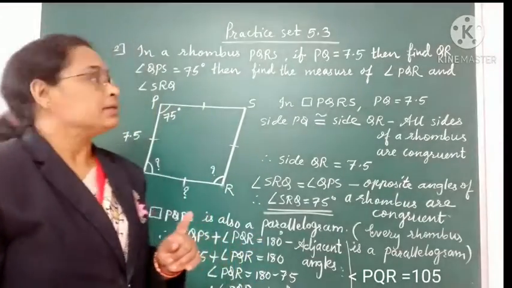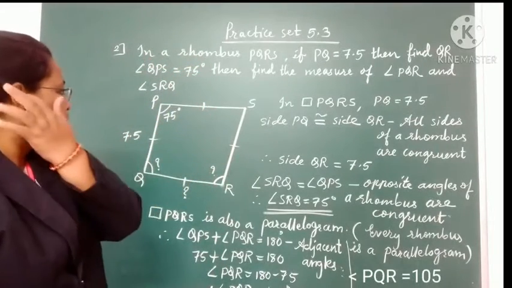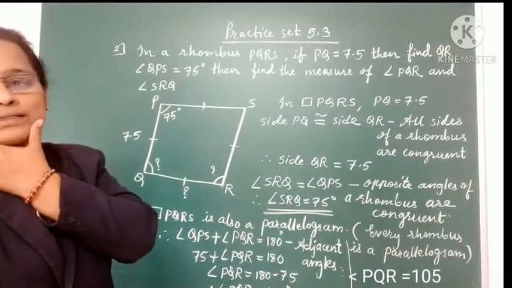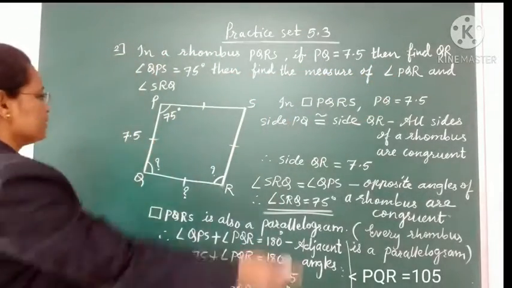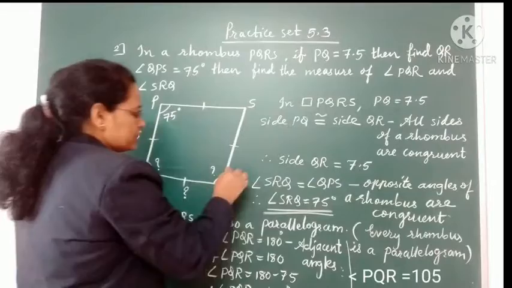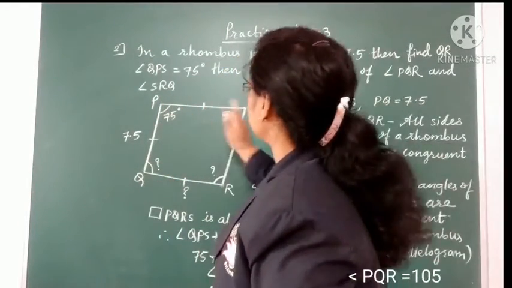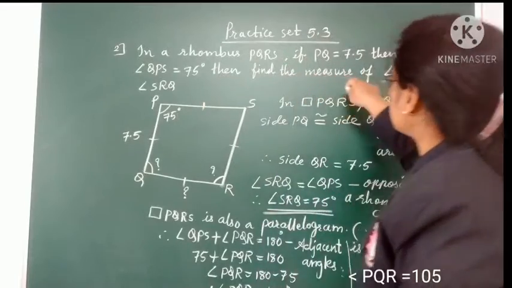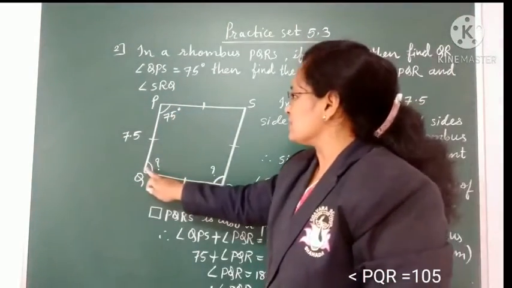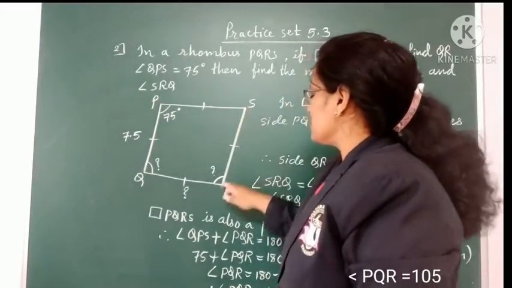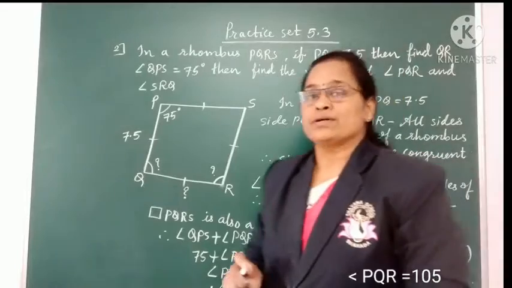In the second example, it is given that in a rhombus PQRS, so this quadrilateral, the rhombus, we have to draw. In rhombus PQRS, if PQ is equal to 7.5, then find QR. PQ is given 7.5, so what is the length of QR? Next, angle QPS is 75 degrees, then find the measure of angle PQR. PQR means this angle, and angle SRQ, SRQ means this one. So here we'll use the properties of rhombus.